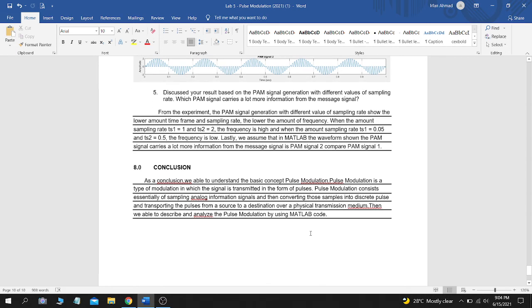As a conclusion, we are able to understand the basic concept of pulse modulation. Pulse modulation is a type of modulation in which a signal is transmitted in the form of pulses. Pulse modulation consists essentially of sampling an analog information signal, converting those samples into discrete pulses, and transporting the pulses from a source to a destination over a physical transmission medium. Then we are able to describe and analyze pulse modulation by using MATLAB code.